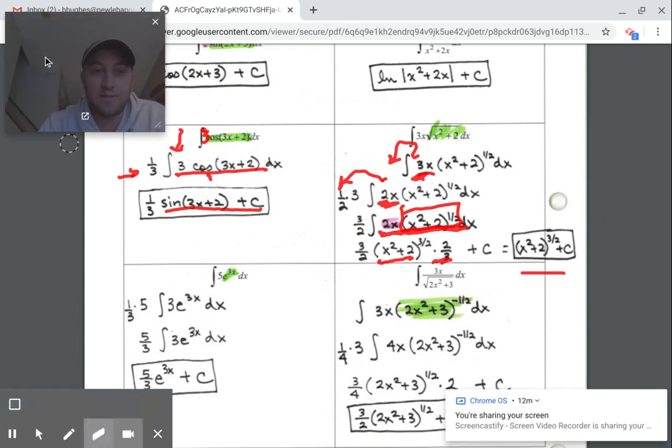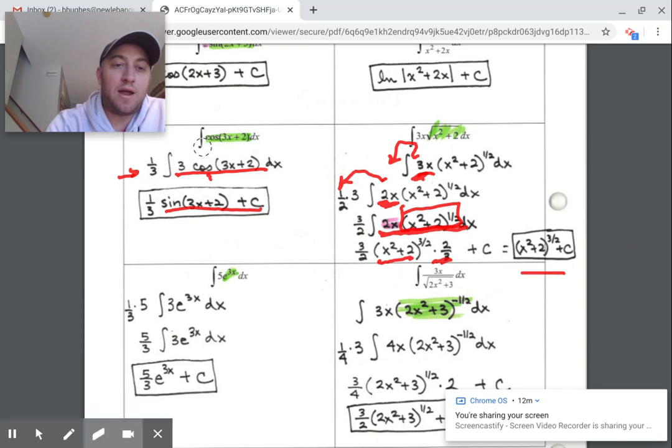All right, let me do some erasing so that way I can scroll down a little bit.